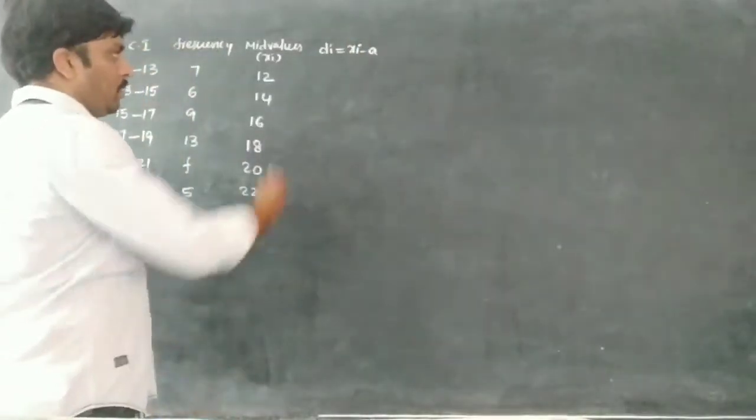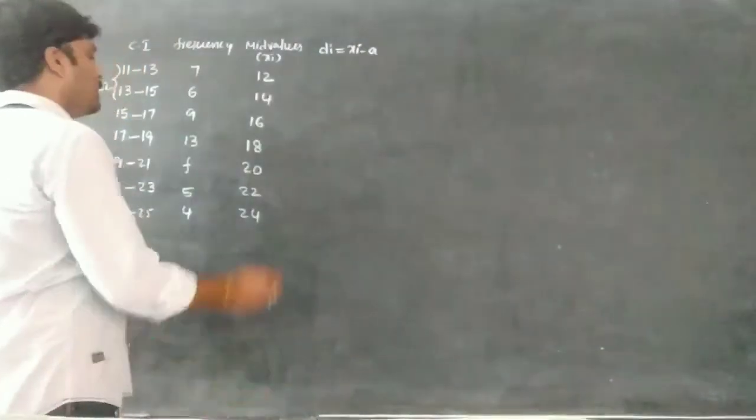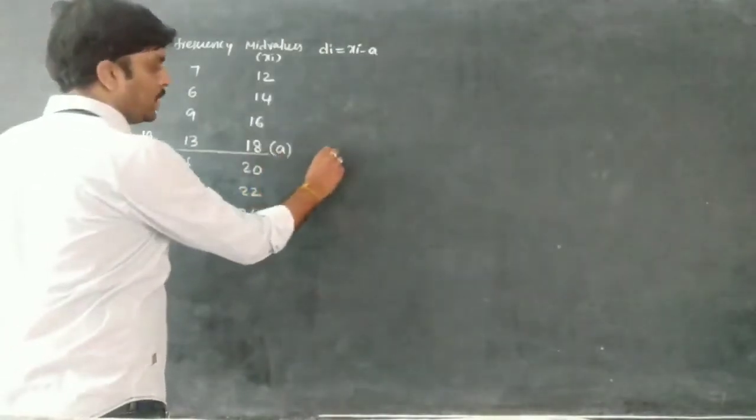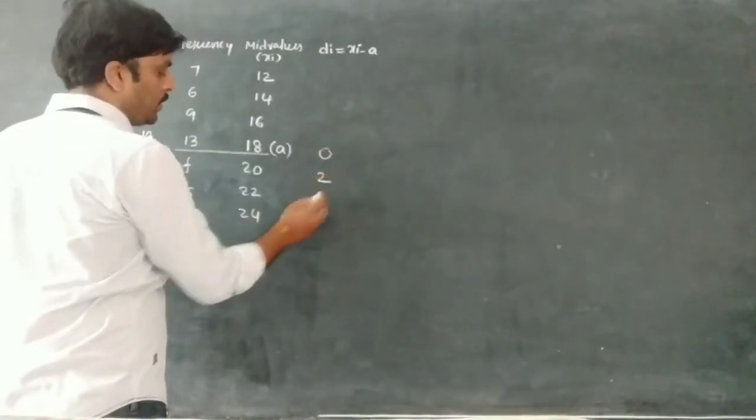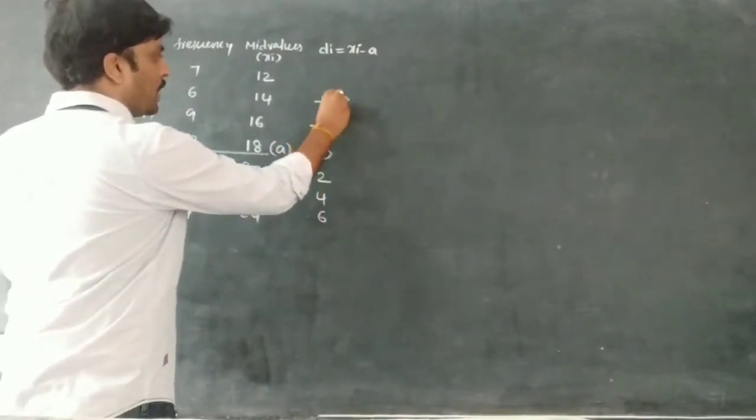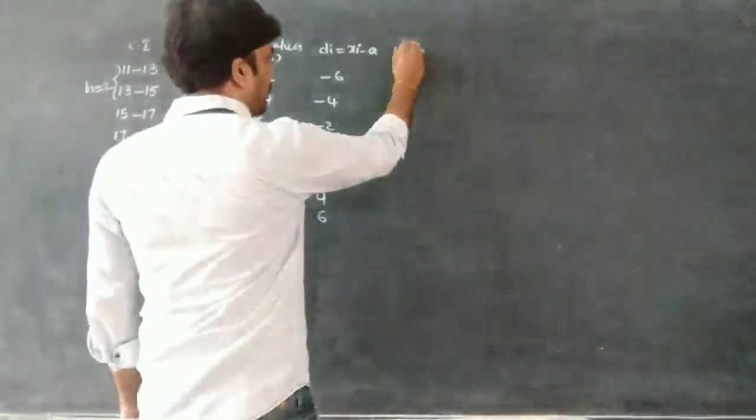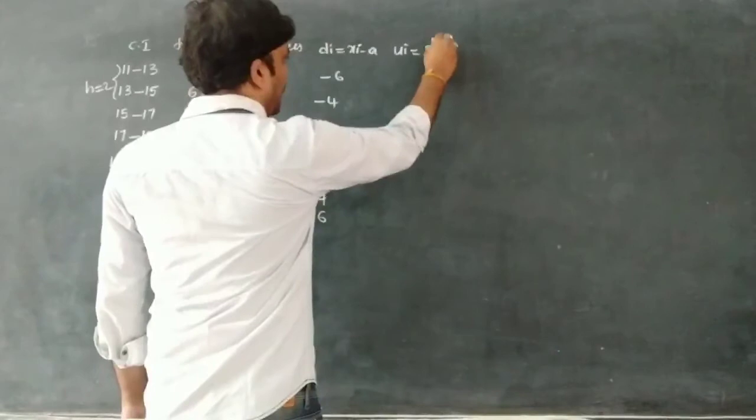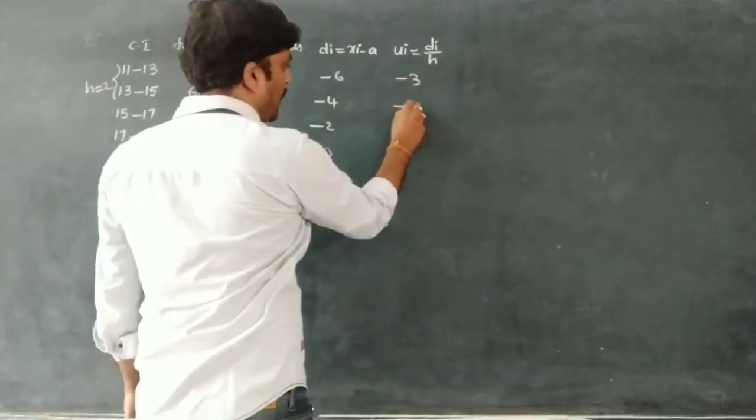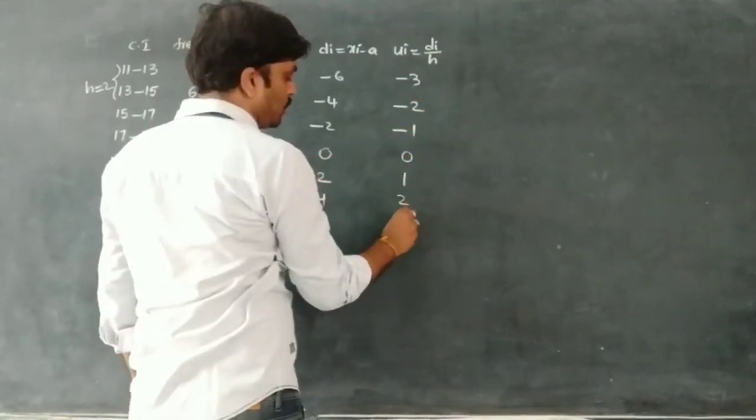After that, di is equal to xi minus a. Okay, assumed mean: any mid value can be taken as the assumed mean, that is a. So the one related to the highest frequency is taken as a. 18 minus 18 is 0, 20 minus 18 is 2, then 4, 6. Here we will get minus 2, minus 4, minus 6. Next, ui, di by h. Already the h value is 2. So minus 3, minus 2, minus 1, 0, 1, 2, 3.